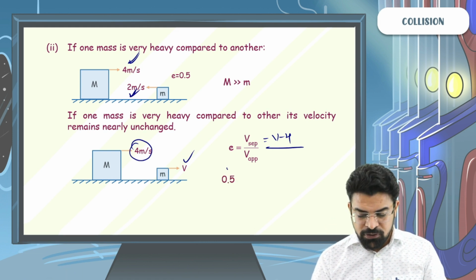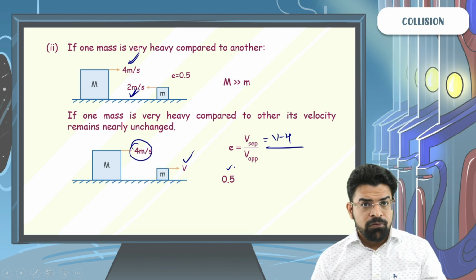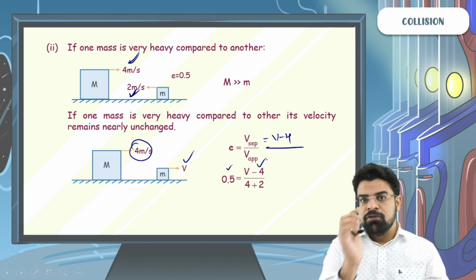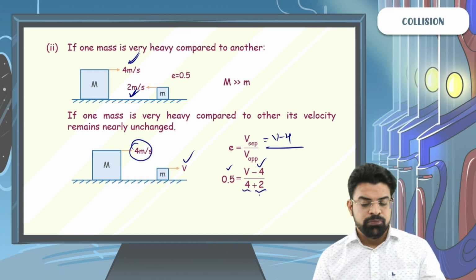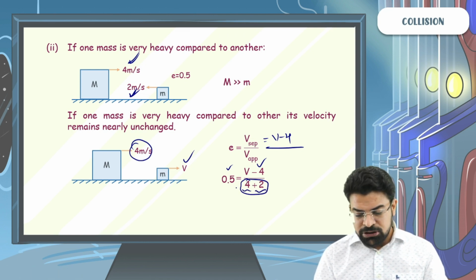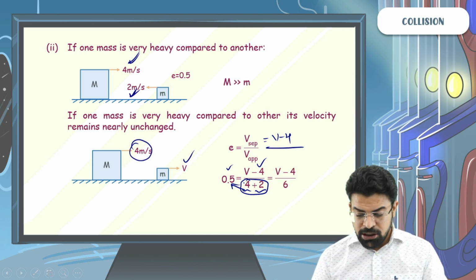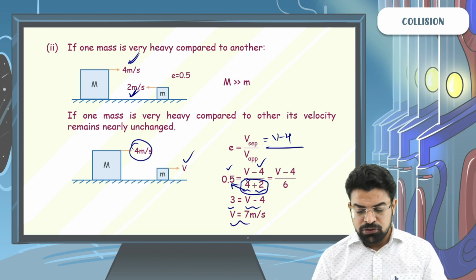So you will say coefficient of restitution 0.5 will be equal to velocity of separation, which is v minus 4, upon velocity of approach, that will be 4 plus 2. So this 4 plus 2 becomes 6. Bring this 6 to the left-hand side, you get 0.5 into 6, that becomes 3. So you can write 3 equals v minus 4, or v has to be equal to 7 meters per second.